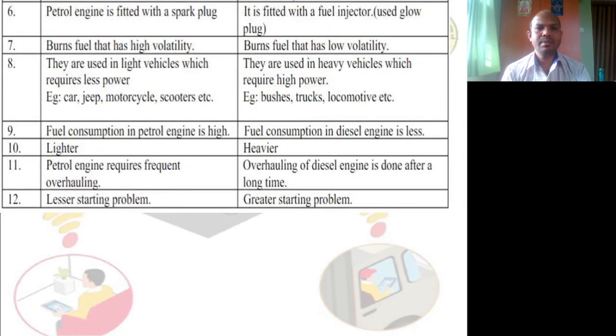Now, the petrol engine is fitted with a spark plug, and in the diesel engine it is fitted with a fuel injector or uses the glow plug method. That is the difference. The petrol engine burns fuel that has high volatility, whereas the diesel engine burns fuel that has low volatility. Is it clear?